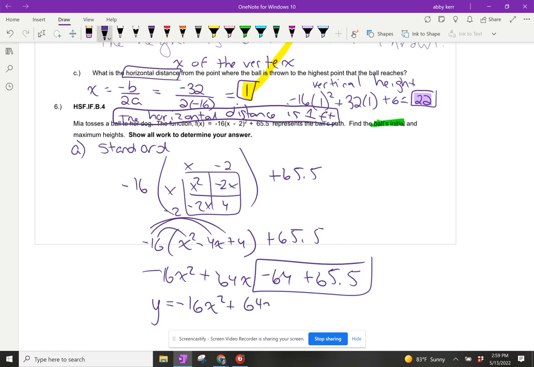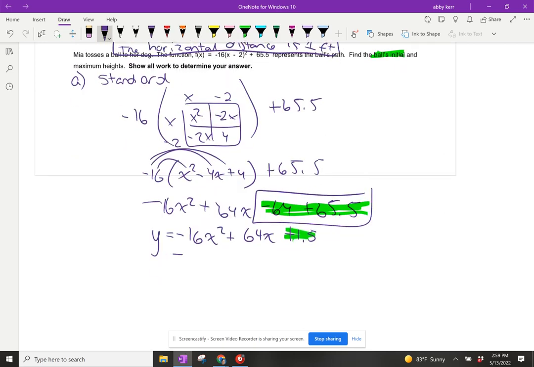So all of that work is to find this y-intercept. Let me use green to stay consistent. So combine like terms and you get 1.5. So the initial height is 1.5 feet.